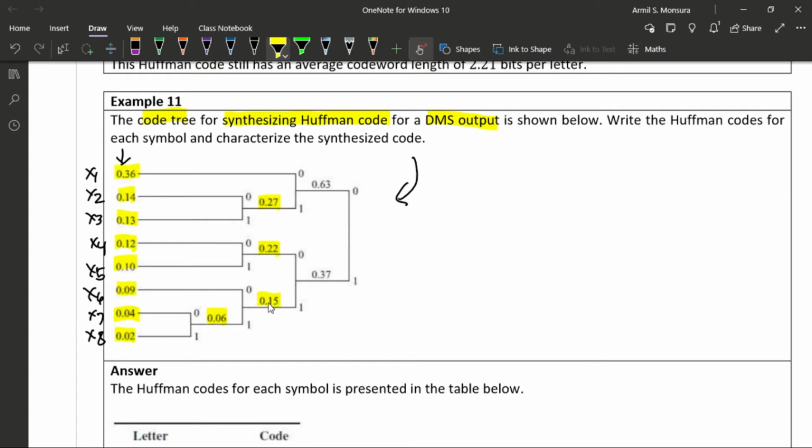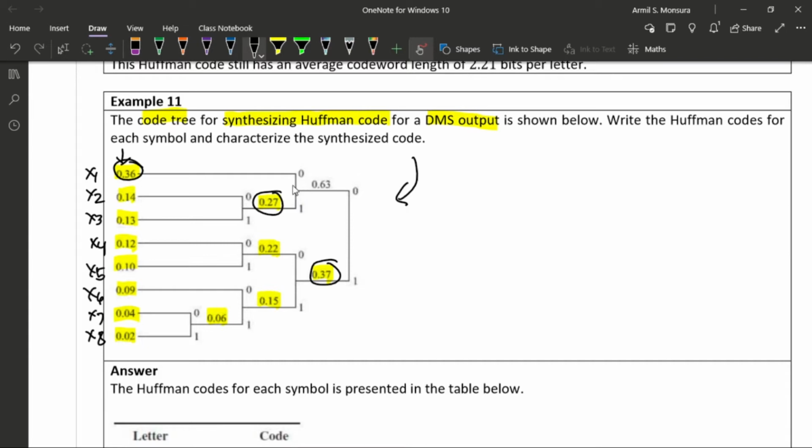So the lowest two there are 0.22 and 0.15. We combine them, we join them, so that we will have the new probability of 0.37. Okay? So we assign 0 to the top branch, 1 to the bottom branch. So the probabilities we now have would be these three. The lowest two there would be 0.36 and 0.27, so those are the ones we combine in the next step.